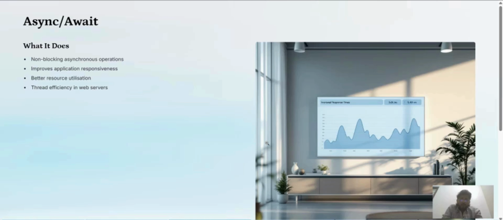For example, if you are using a synchronous operation and there is a delay in retrieving the data, we need to use continue with or a callback function to get the data back. But an asynchronous function will not block any thread, including the main thread, so the front end responsiveness will be faster. That is what they have mentioned here: thread efficiency in web servers and improved application responsiveness. It will not wait for the operation to happen. It will run the application asynchronously, so the responsiveness is very high.